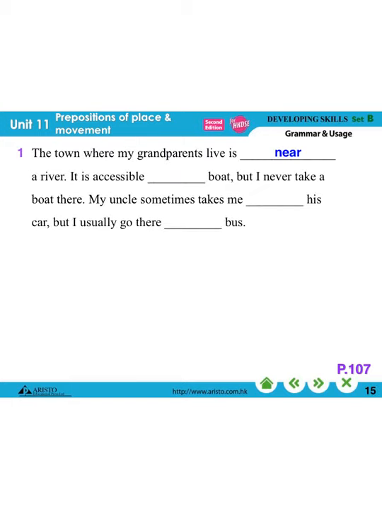The first one. The town where my grandparents live is near a river. It is accessible. Actually, for this one, if we are talking about the means of transport, that means how you get there. So we have to use by boat. Just like how do you go to school? I go to school by bus. I go to school by minibus. I go to school by MTR.